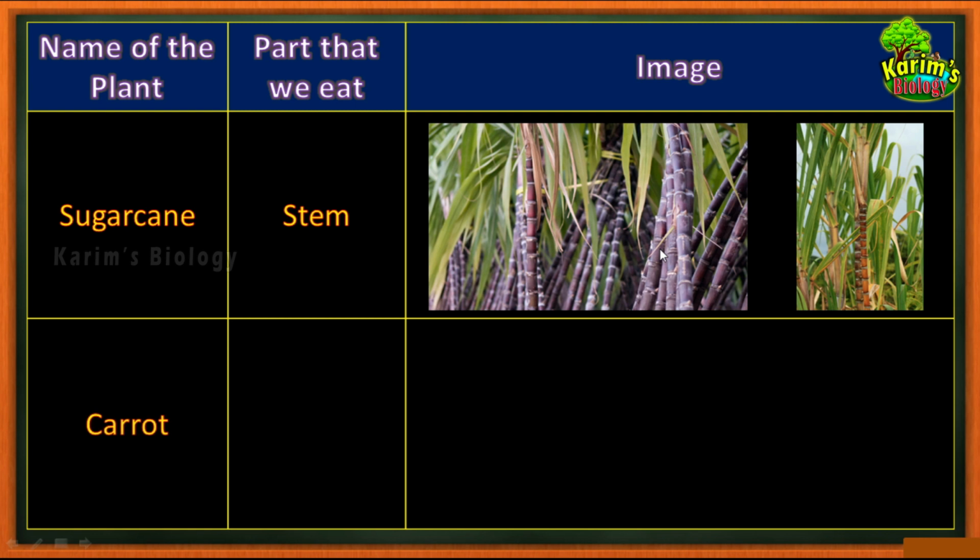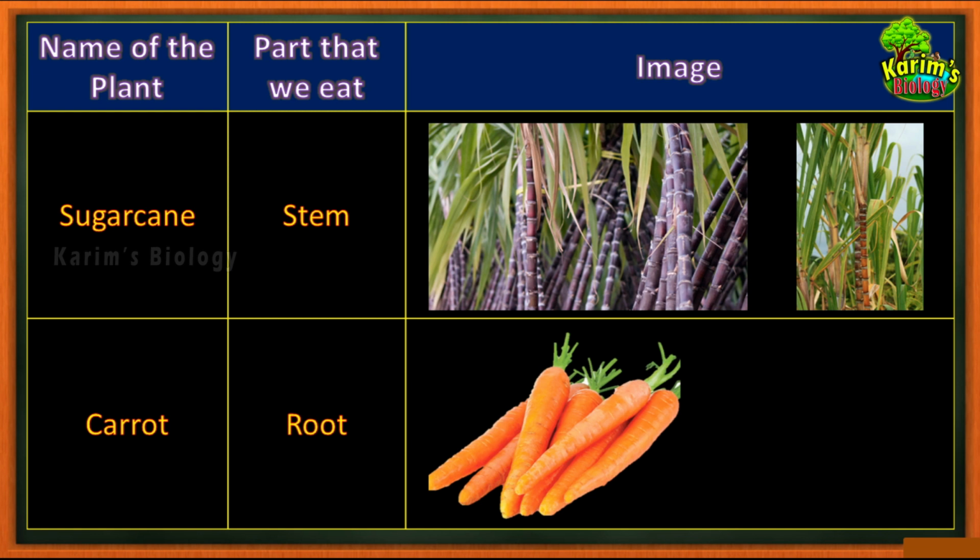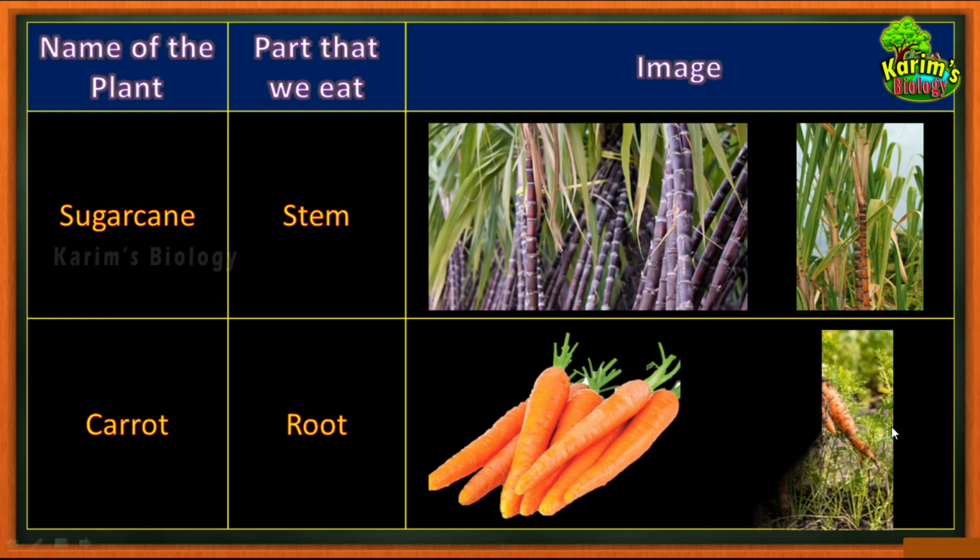And next one, carrot. Okay children, so I think that you are aware of this. Which part of the carrot plant are we eating? You have been studying about this since your second and third classes. Yes, can you tell me children? It is the underground part of the plant. What is it? Root. Okay children, so this is carrot. And which part of the carrot are we eating? The root of the carrot plant we are eating.